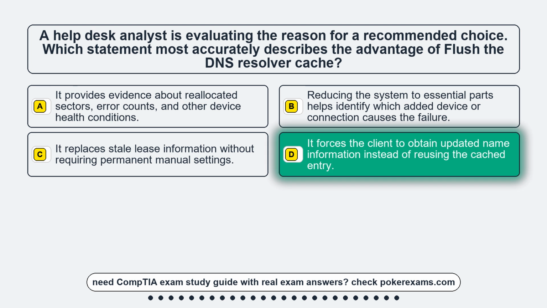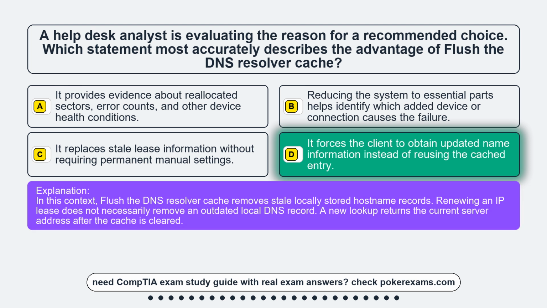The correct answer is option D. It forces the client to obtain updated name information instead of reusing the cached entry. In this context, flush the DNS resolver cache removes stale locally stored hostname records. Renewing an IP lease does not necessarily remove an outdated local DNS record. A new lookup returns the current server address after the cache is cleared.